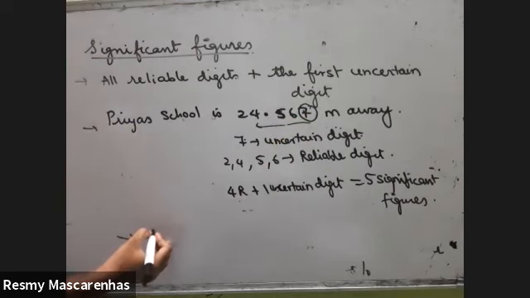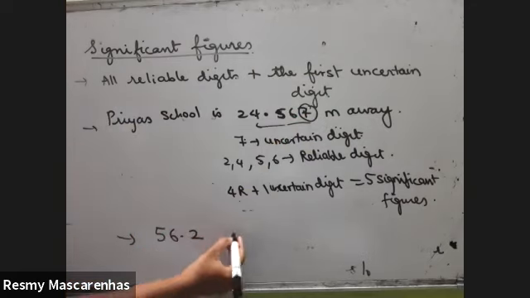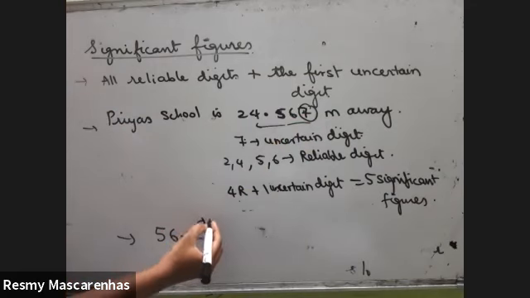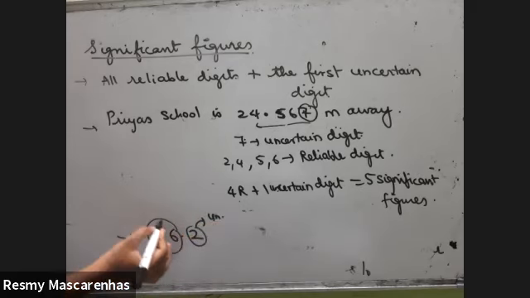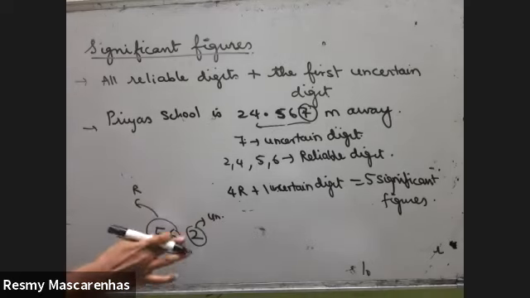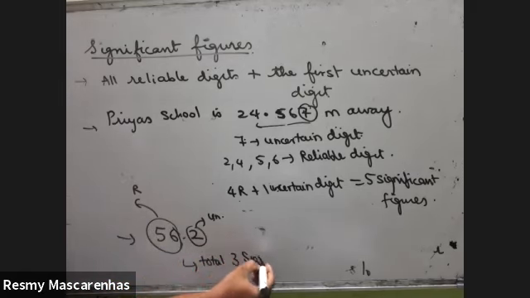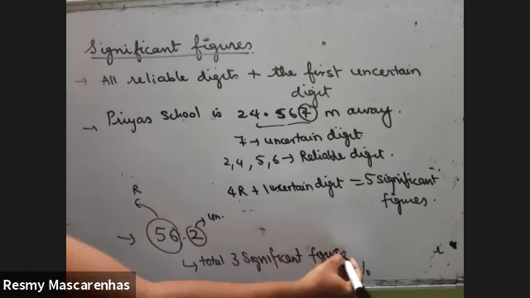In the same way, suppose you have another number, so 2 is your uncertain digit, and these are called reliable. So total 3 significant figures. These are your examples.